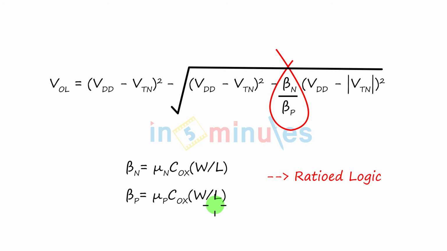It was not complicated, guys. It was very simple. Don't take so much tension. Just understand that ratioed logics are called ratioed logics because the final low output depends on beta n by beta p, which in turn depends on W by L ratios. And depending on that, we can understand where my output value will be.